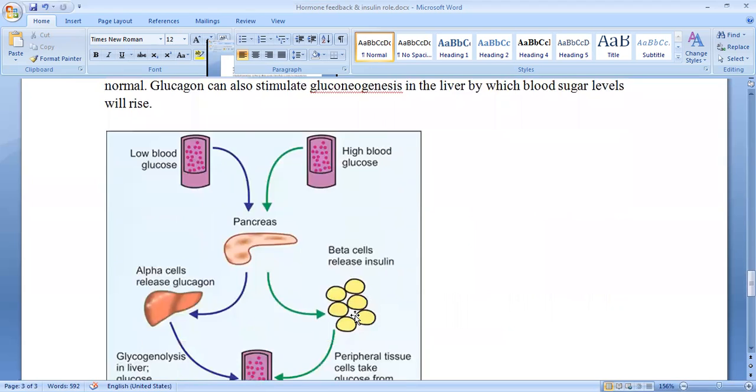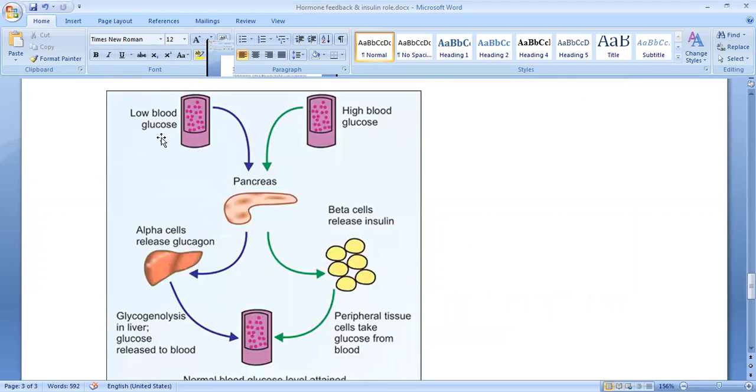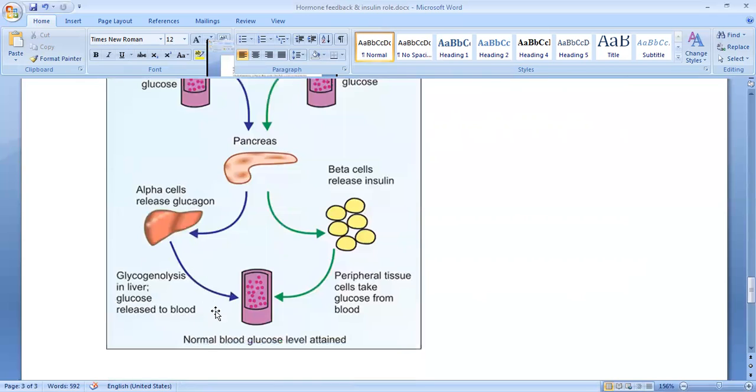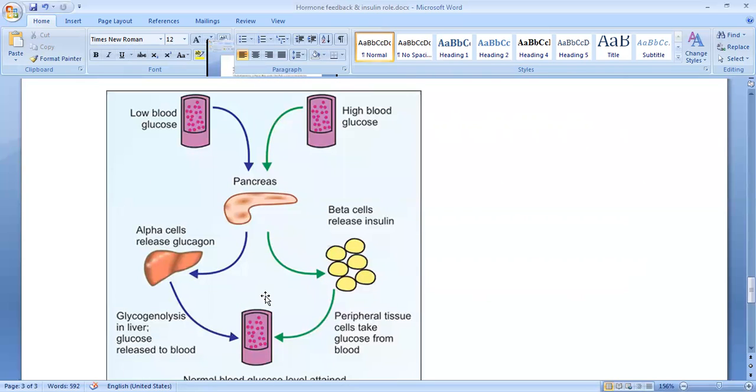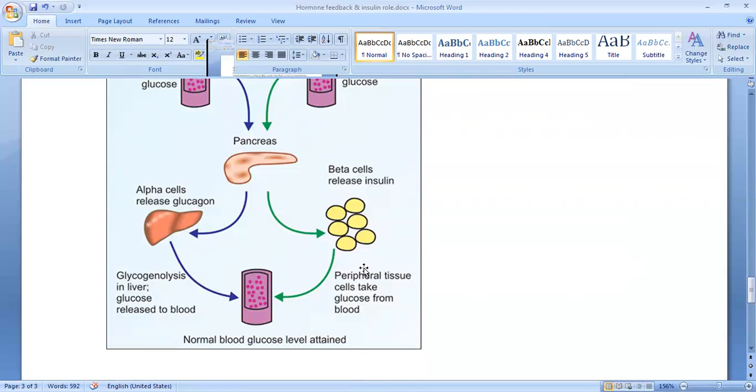So that is what is shown here in this diagram. You have blood glucose low, then the pancreas will get activated. The alpha cells of the pancreas will release glucagon, and because of that, there will be glycogenolysis in the liver. So the glucose will get released into the blood, and that low blood glucose will become normal blood glucose. Similarly, when there is high blood glucose, that signal goes to the pancreas. The pancreas beta cells will release insulin, and because of insulin release, the cells will take up the glucose from the blood, and normal blood glucose will come.